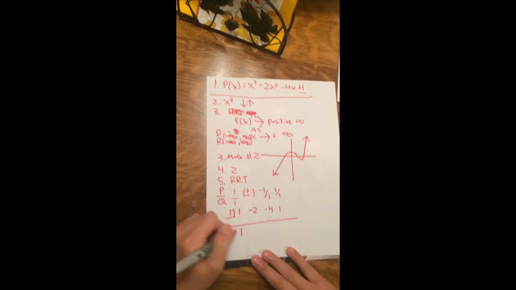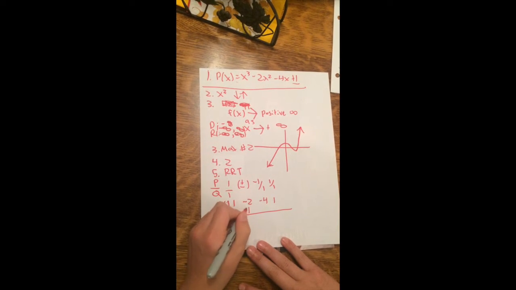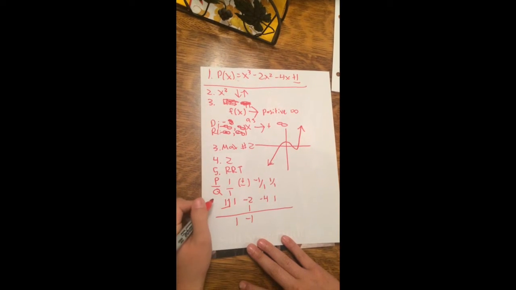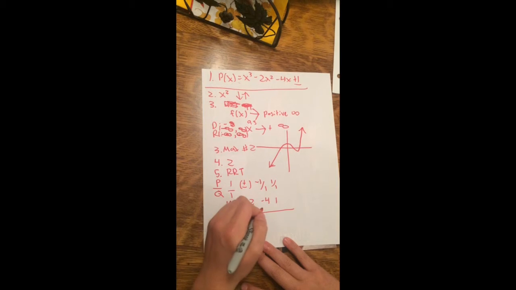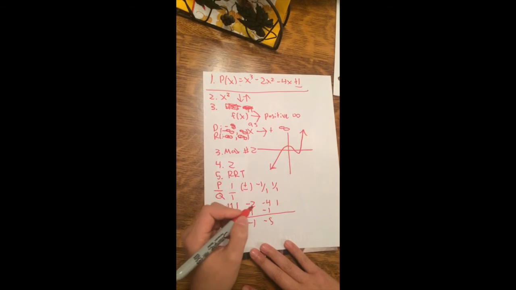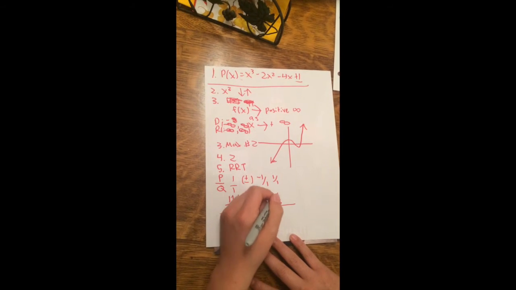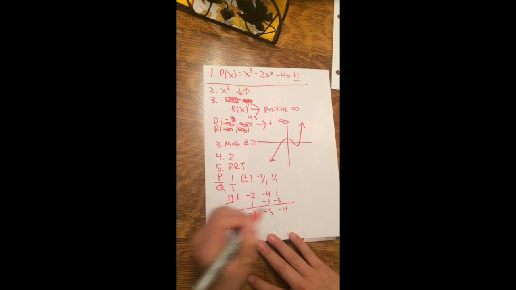So it's 1, and then 1 times 1 is 1. And so then that is -1. And then -1 times 1 is -1. Add those together, that's -5. -5 times 1 is -5. And then 1 plus -5 is -4.